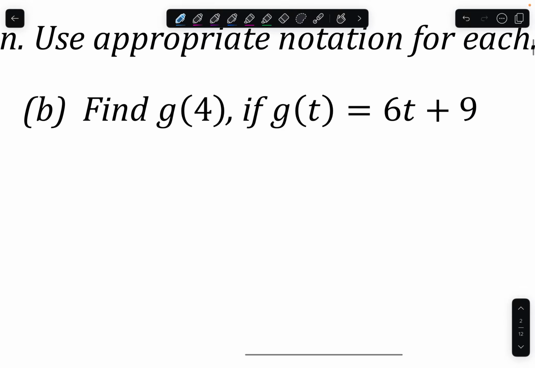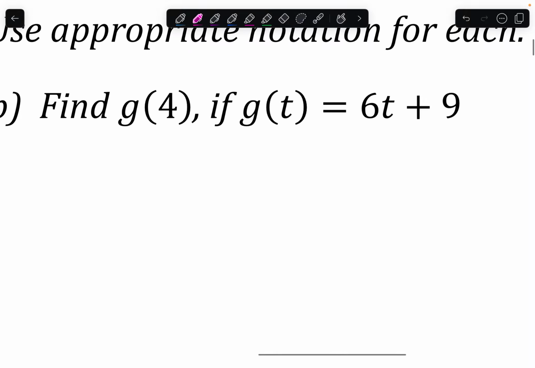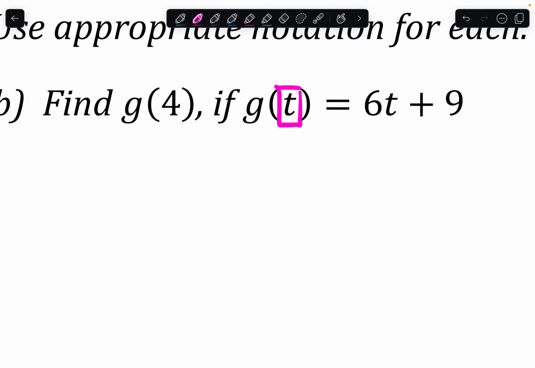All right, next one. Find g of 4 if g of t equals 6t plus 9. So notice the change in the variable. We still treat this one here. This is still just like our x. All right, so g of 4, what is y when t equals 4?